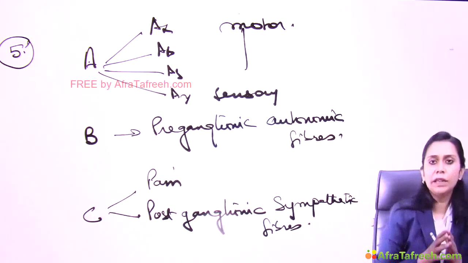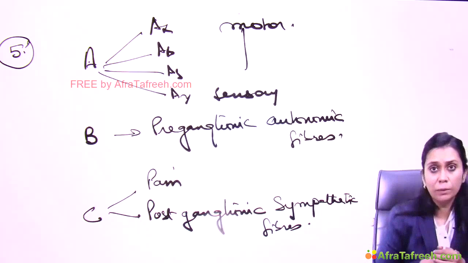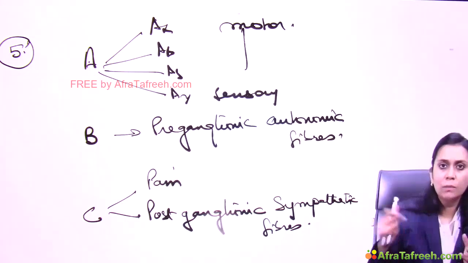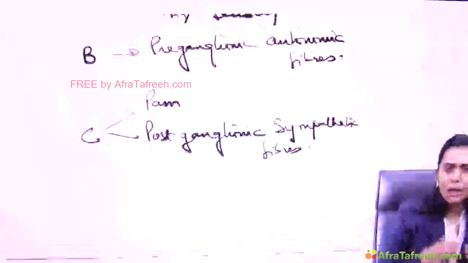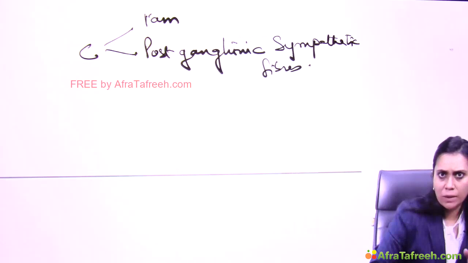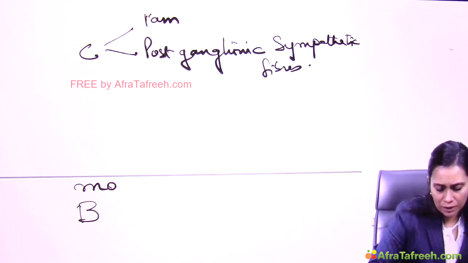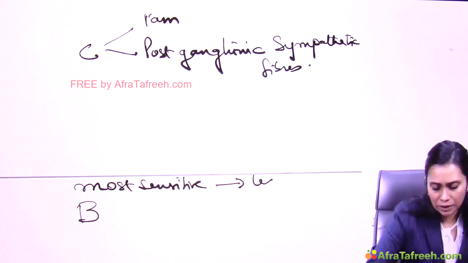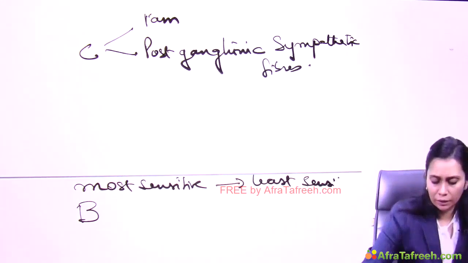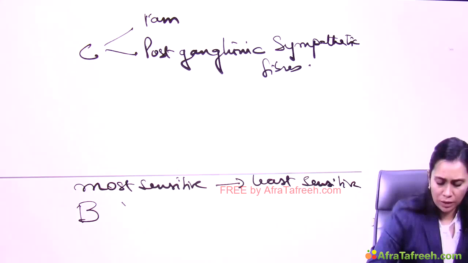Now, I have given it very crudely. You have to memorize it precisely from any physiology book. My concern is only this much: local anesthetic is most sensitive on which nerve fiber? Which nerve fiber is blocked fastest? B fibers most sensitive to least sensitive. Right? We are going from most sensitive to least sensitive. Okay. B fibers most sensitive to the effect of local anesthetic, then C, then A.